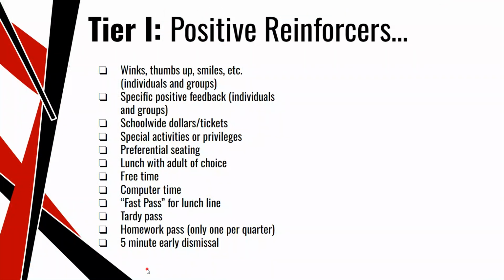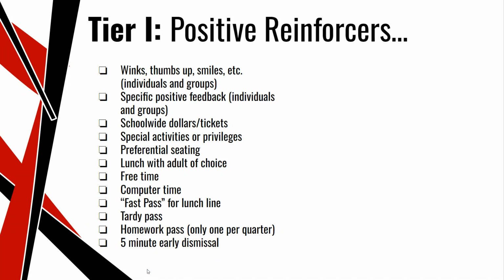When it comes to tier one, we definitely want to use positive reinforcers. So some things educators can do is you can give your scholars a thumbs up, you can smile. Some educators might wink, kind of affirming that, yep, you're on the right track. Specific positive feedback is very supportive. School-wide dollars or tickets, special activities or privileges, preferential seating, maybe in the cafeteria during lunch, or maybe even in the classroom. You have a special sofa or comfy couch that they like to sit on.